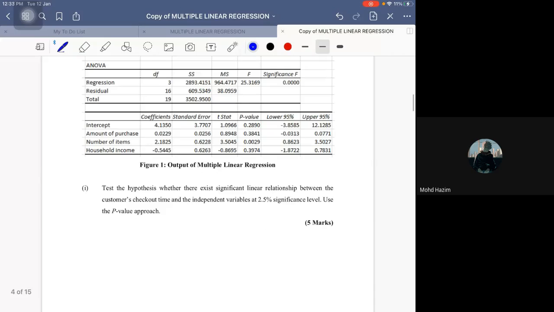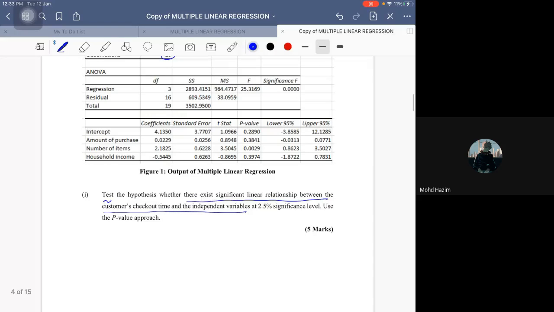So the first question says test the hypothesis. So we know that when the question says test, this is definitely going to be hypothesis testing. So you need to have hypothesis, decision, and also the conclusion. So we're going to test the hypothesis whether there exists significant linear relationship between the customer's checkout time and the independent variable at 2.5 significance level.